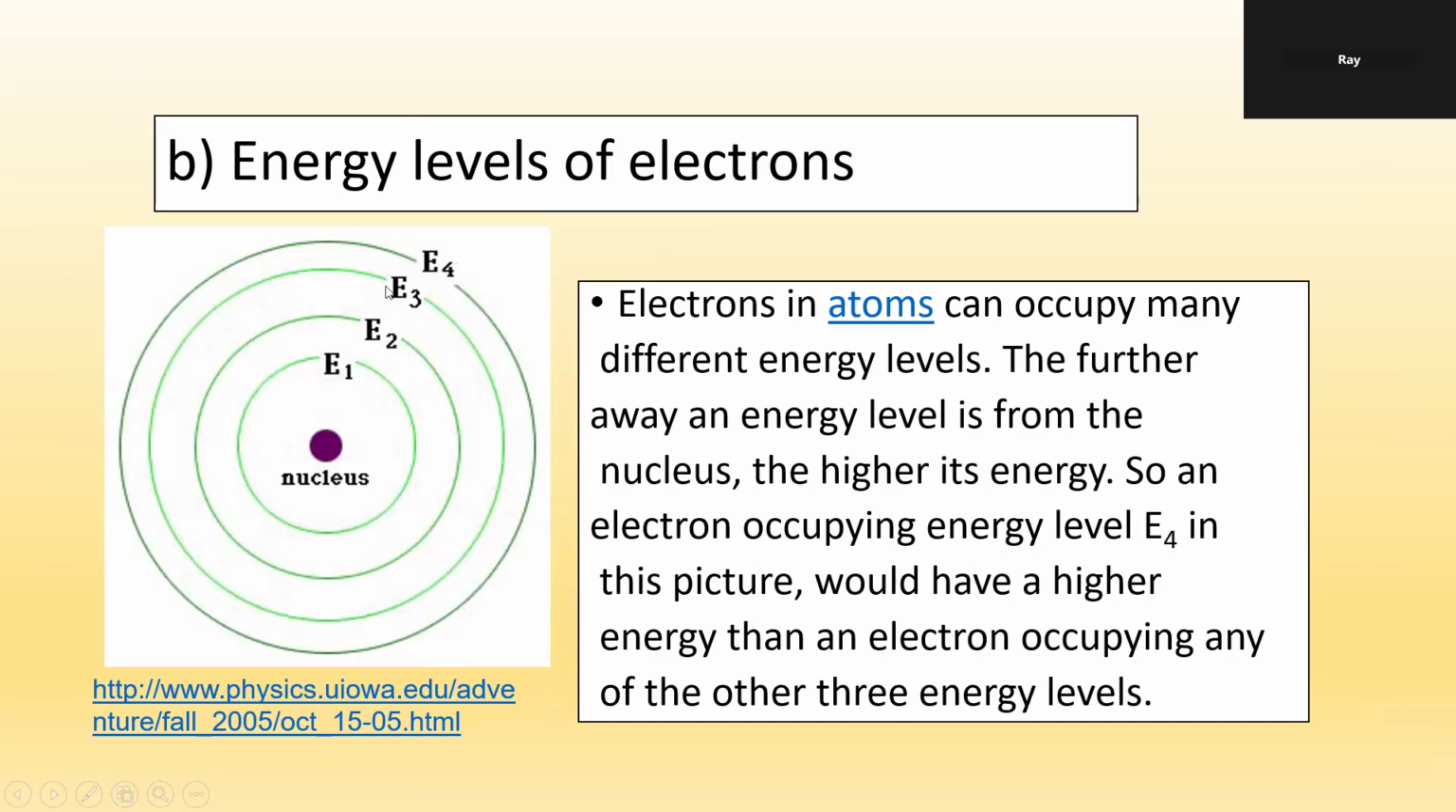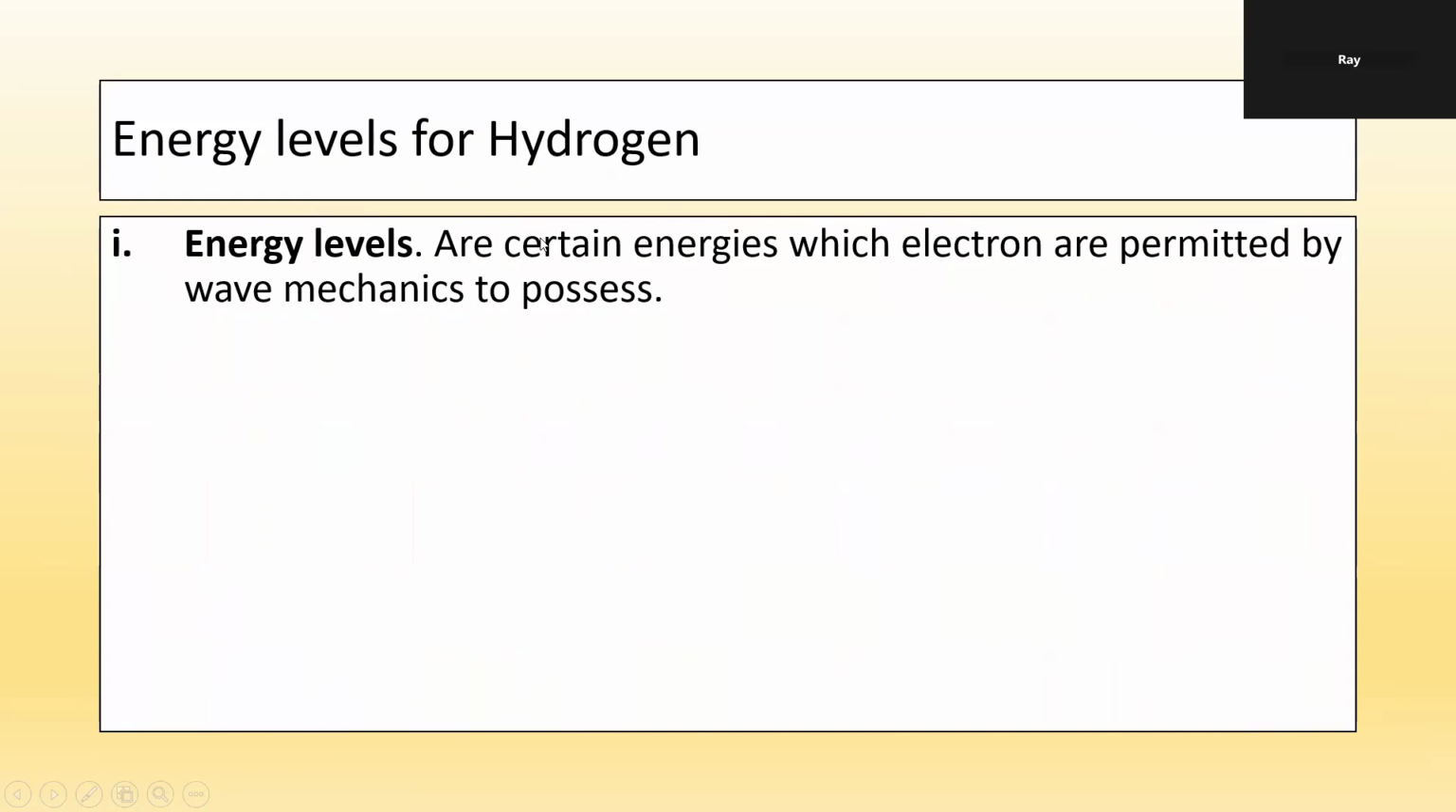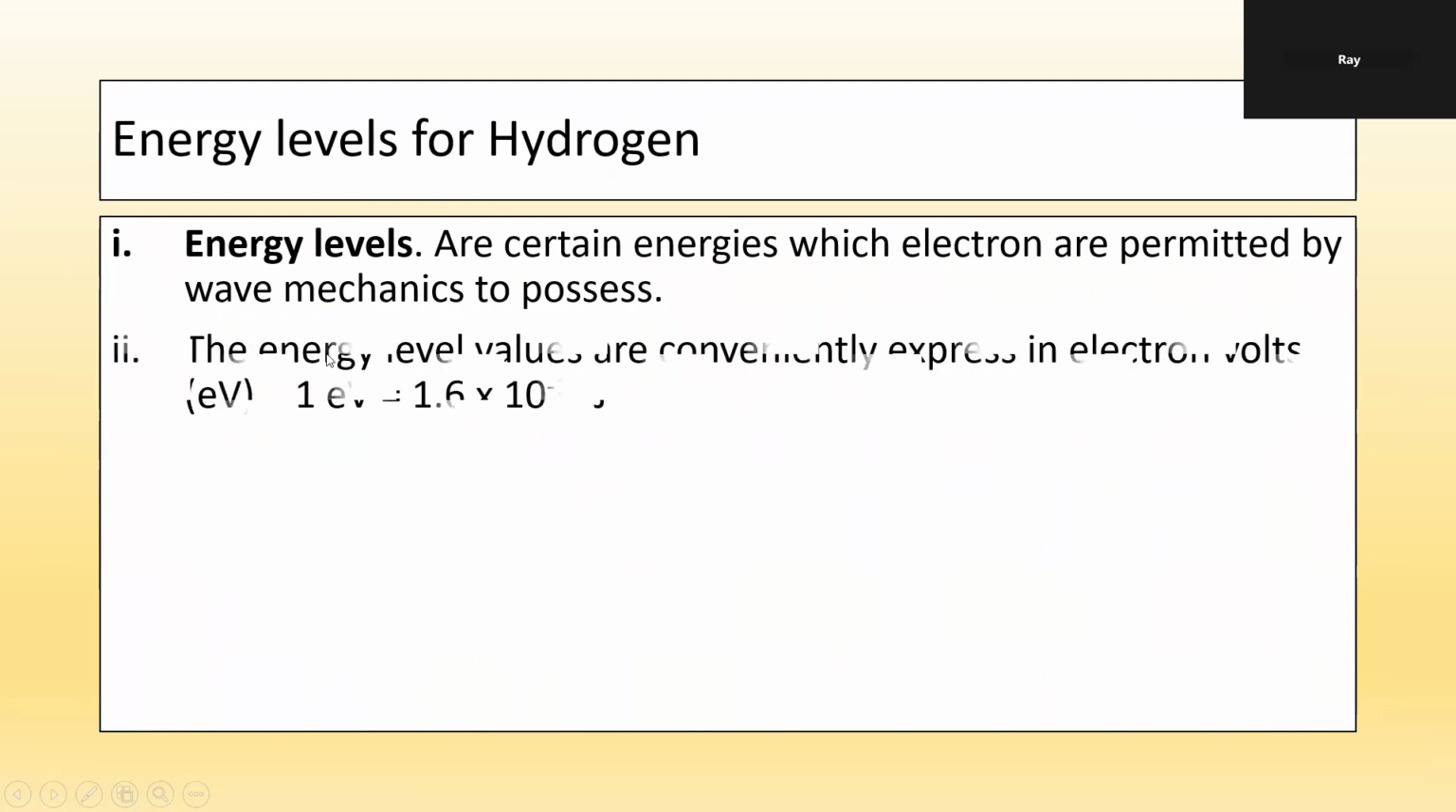Energy levels for hydrogen. Energy levels are certain energies which electrons are permitted by wave mechanics to possess. Don't worry about wave mechanics. This is a mathematical analysis which you study in university. Energy levels are conveniently expressed in electron volts. Right? So 1 electron volt is 1.6 times 10 to the power minus 19 joule.